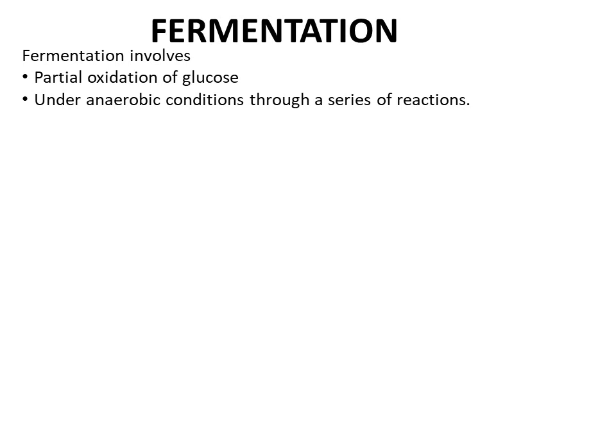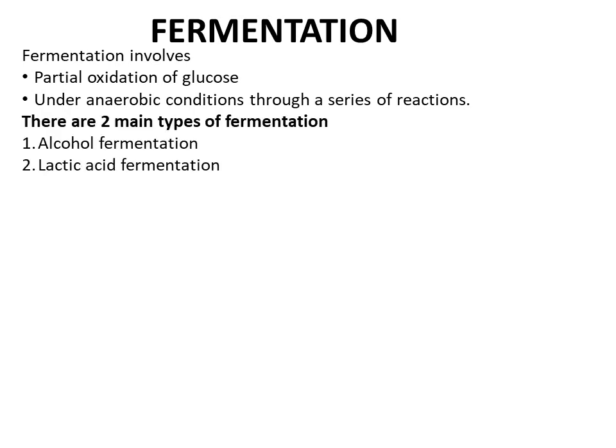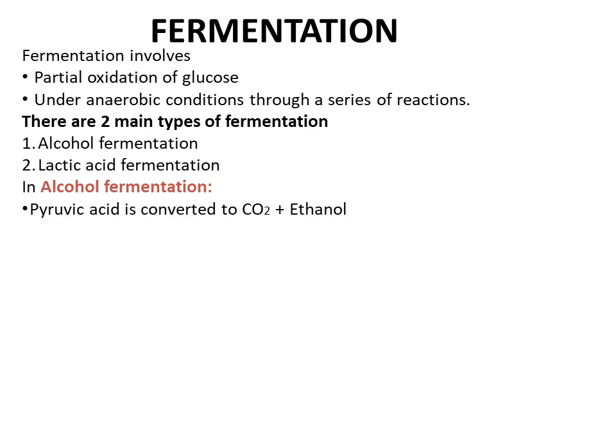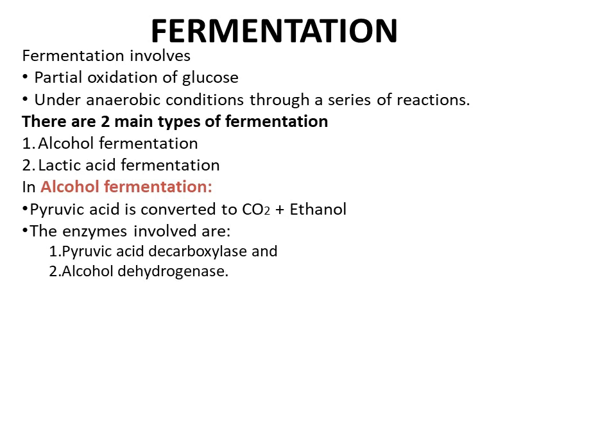Fermentation. The pyruvic acid undergoes fermentation, that is partial oxidation of glucose. There are 2 main types of fermentation, alcohol fermentation and lactic acid fermentation. In alcohol fermentation, pyruvic acid, which is a 3-carbon molecule, is converted into ethanol, which is a 2-carbon molecule, and 1 carbon dioxide molecule is given out. Hence the enzymes involved are pyruvic acid decarboxylase for removing the carbon dioxide and alcohol dehydrogenase to produce ethanol. This process occurs naturally in yeast.